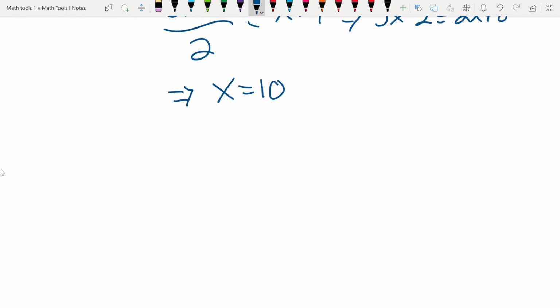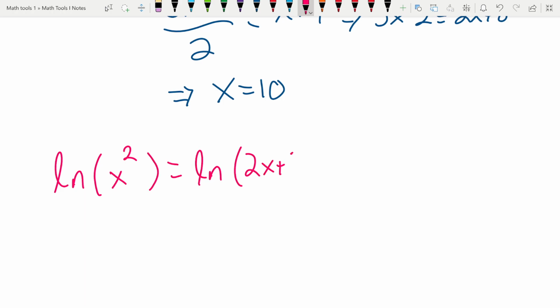All right, now let's do a similar one. Natural log of x squared equals natural log of 2x plus 3. Again, there's not really a lot to do here. It's set up pretty nicely for us. We can just invoke the one-to-one property right away to get x squared equals 2x plus 3. Or you could exponentiate both sides with e, and that'll also cancel out the logarithm.